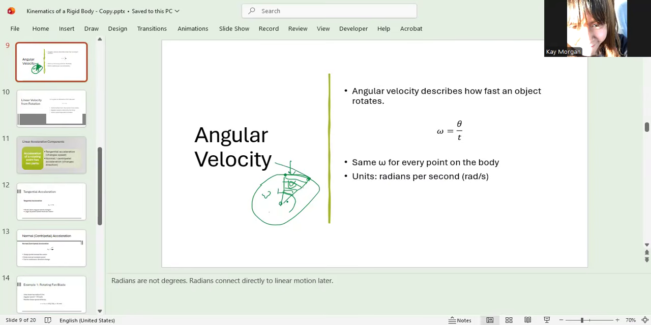Your angular velocity is constant. Of course, we're looking at that, and it is defined by the theta, which is this, and we call that the radians. It even looks like a little degree thingy. And of course, it costs you time from here to here to do that motion.